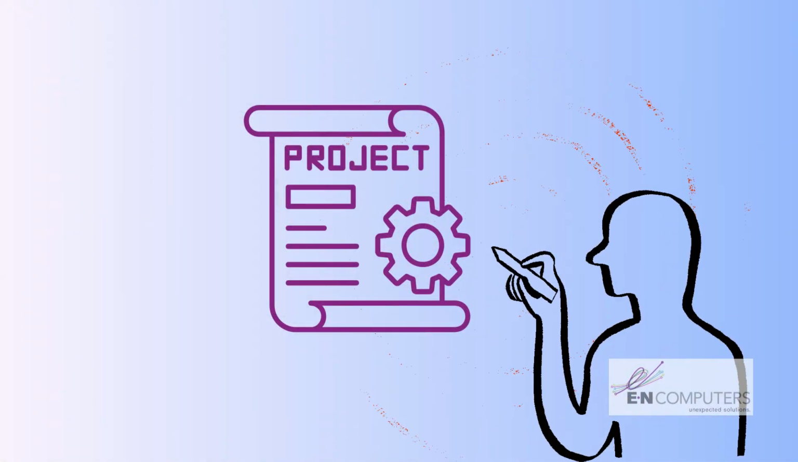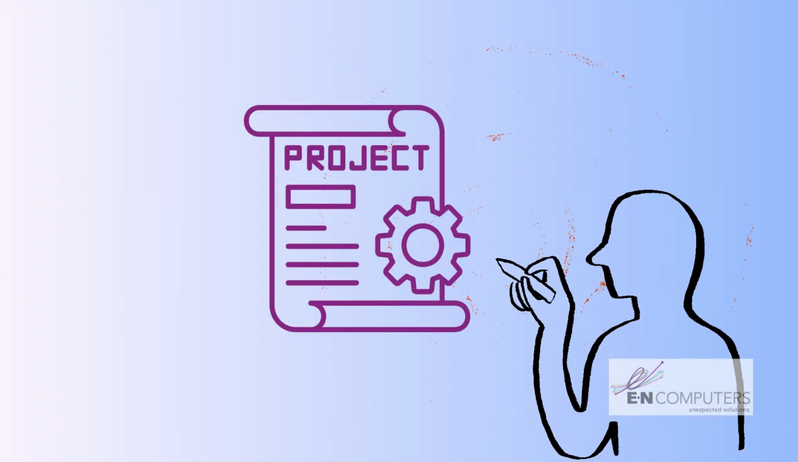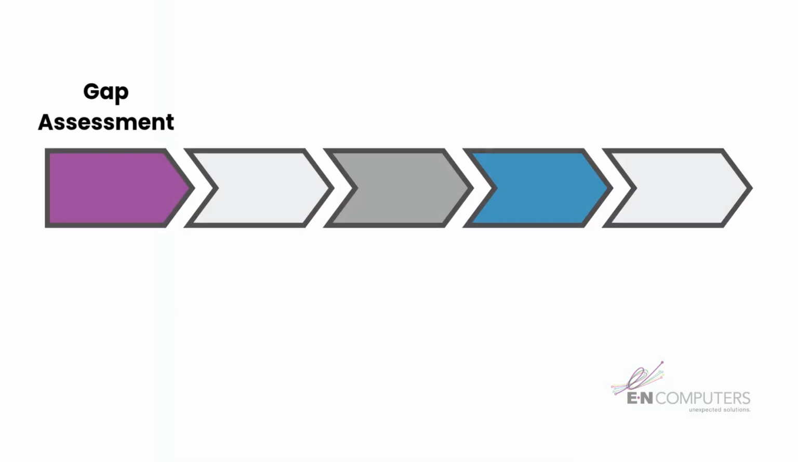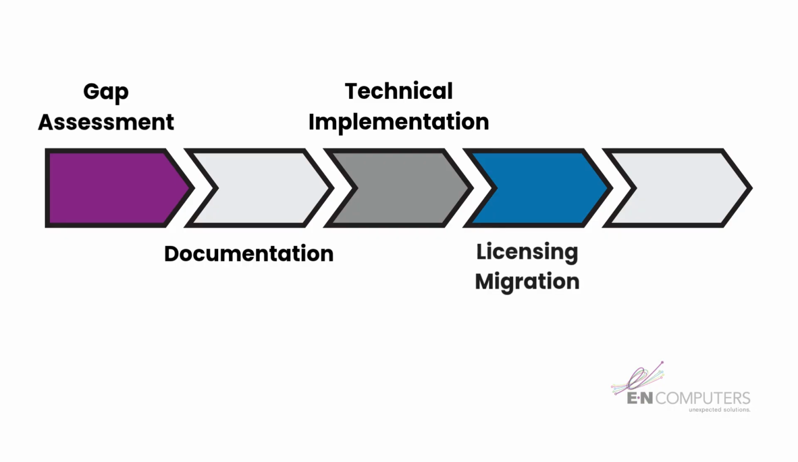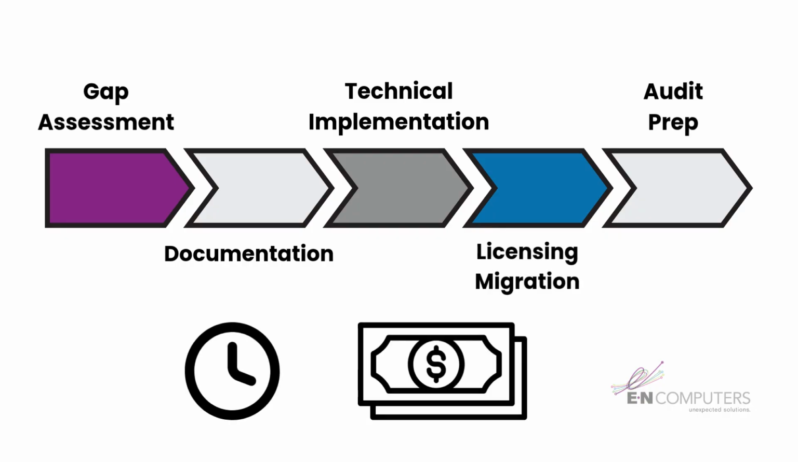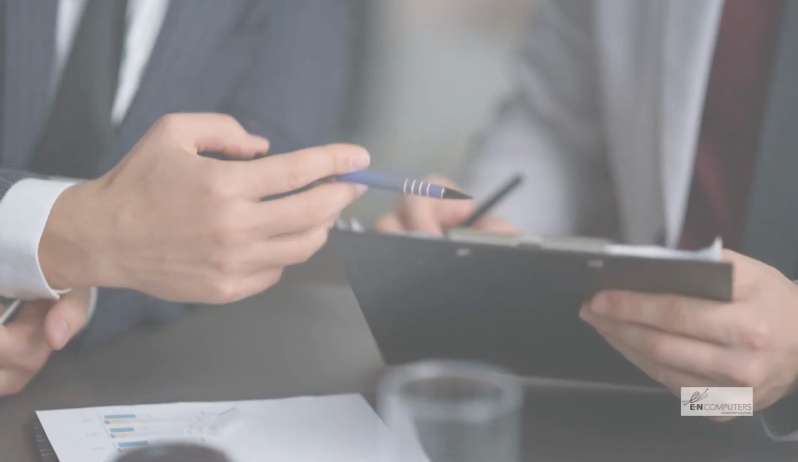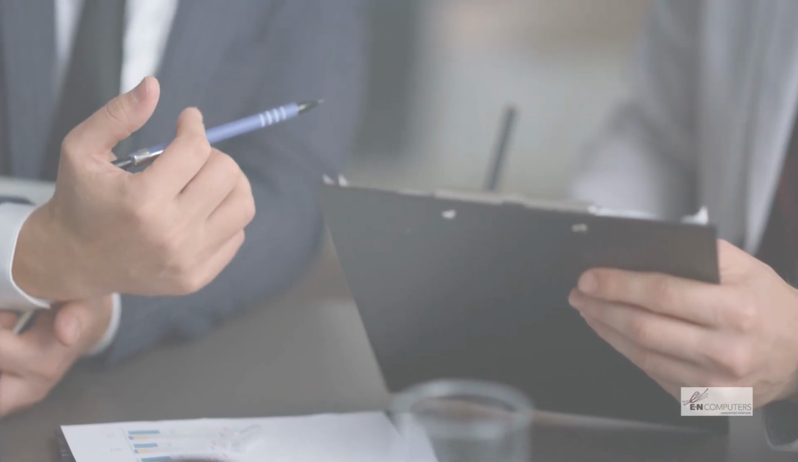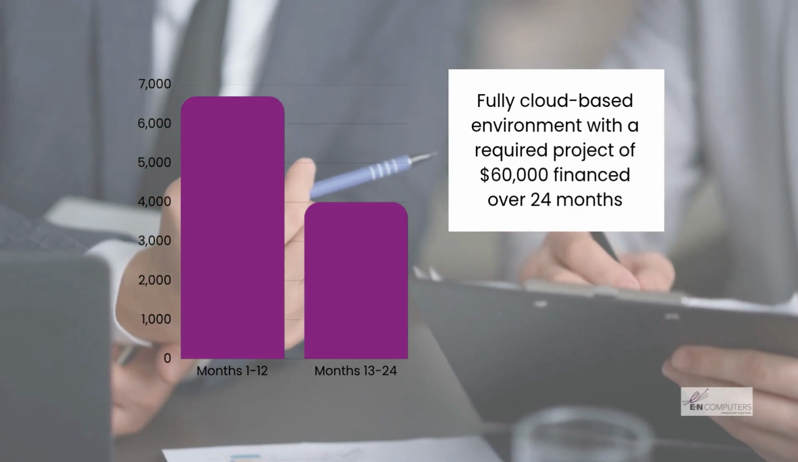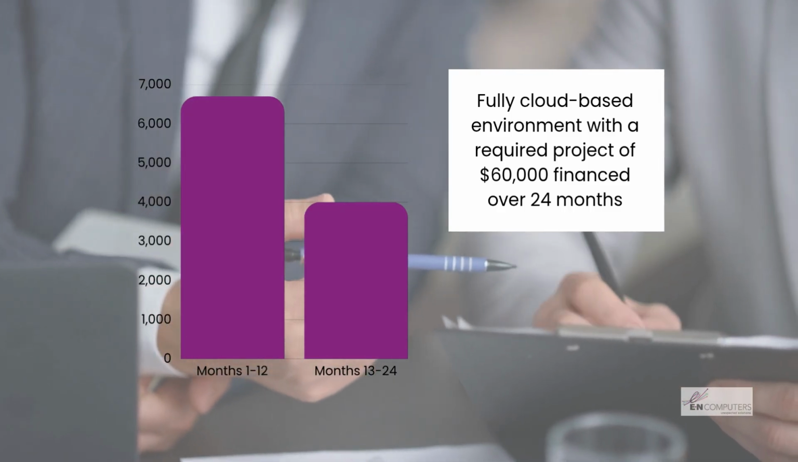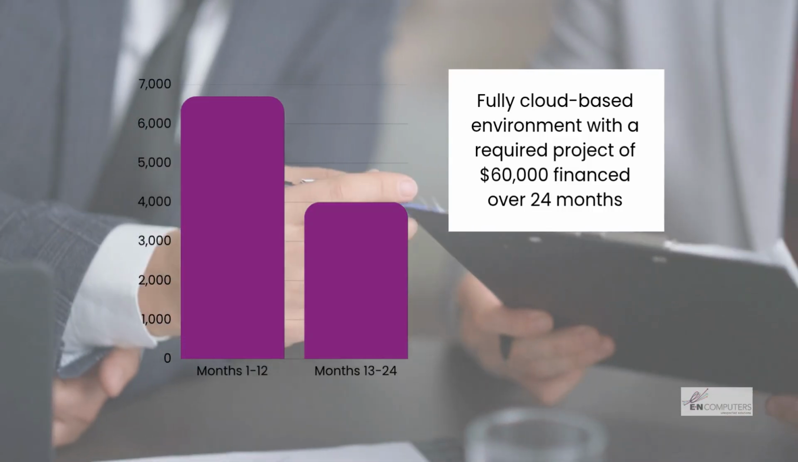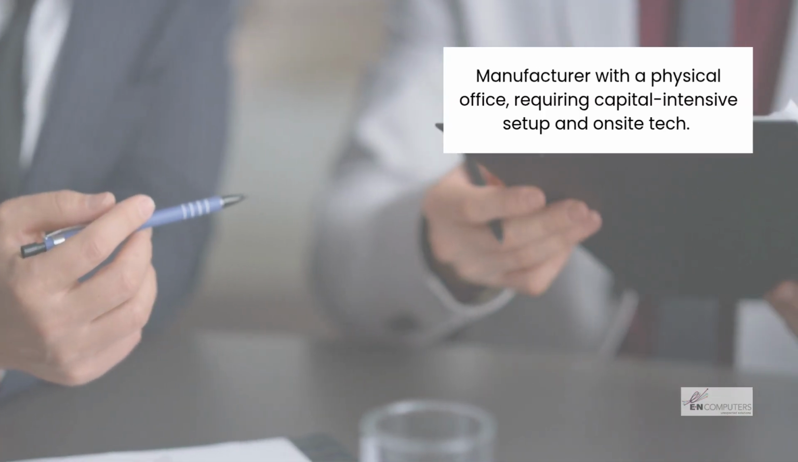Here's something you won't find in the quote. A CMMC project has natural phases: gap assessment, documentation, technical implementation, licensing migration, and audit prep. Each one has its own cost and timeline. On that same project, monthly costs range from $3,000 to $17,000, depending on what was happening that month. The full number is real, but it's not a day one check.